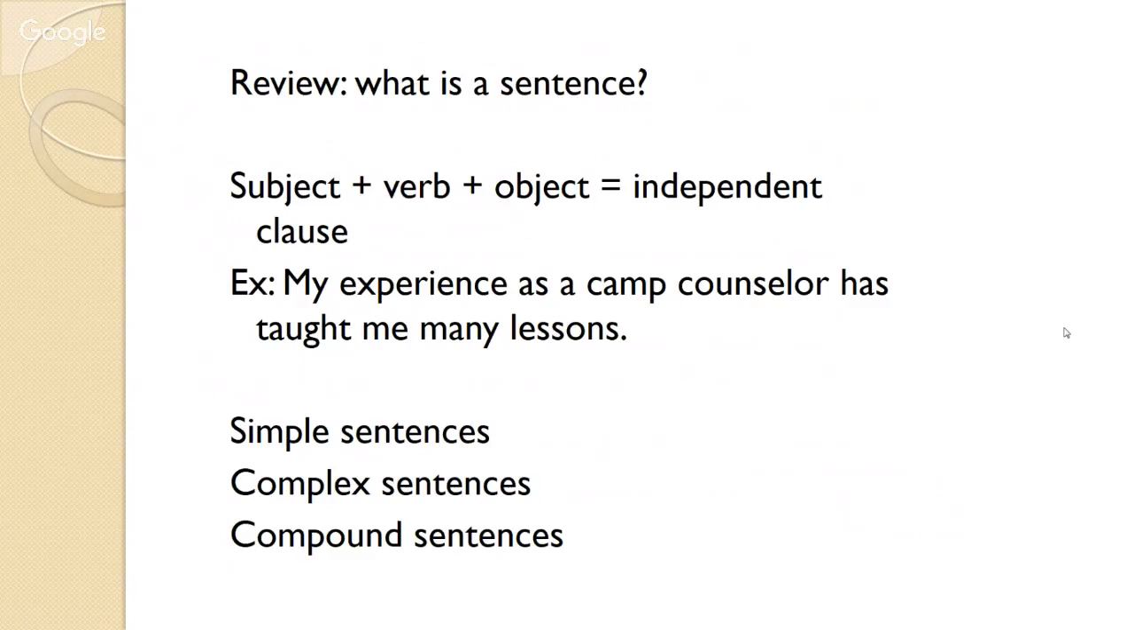Now, you can create complex sentences by adding dependent clauses to your independent clause. So a complex sentence is a combination of an independent clause with a dependent one. And then a compound sentence is when you have more than one independent clause that have been combined.